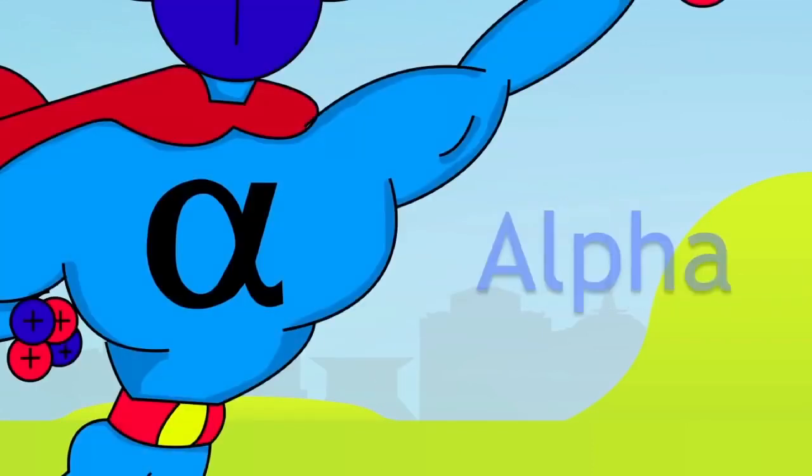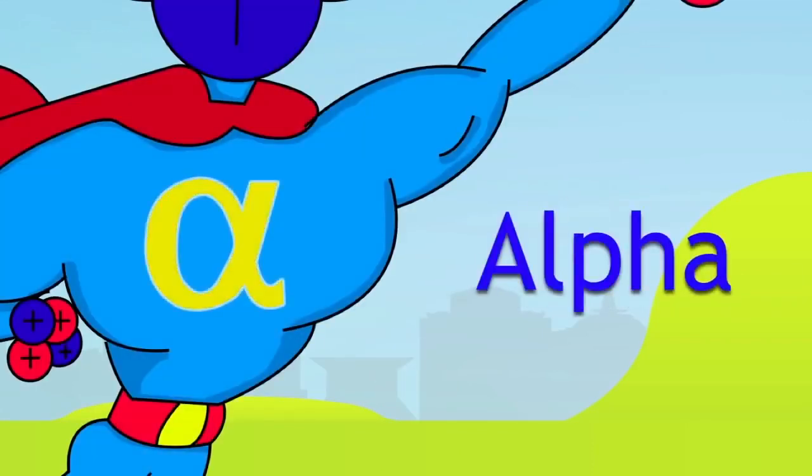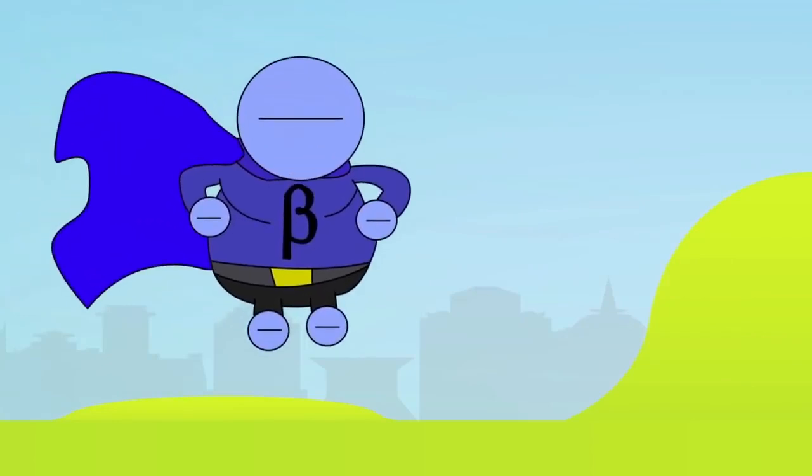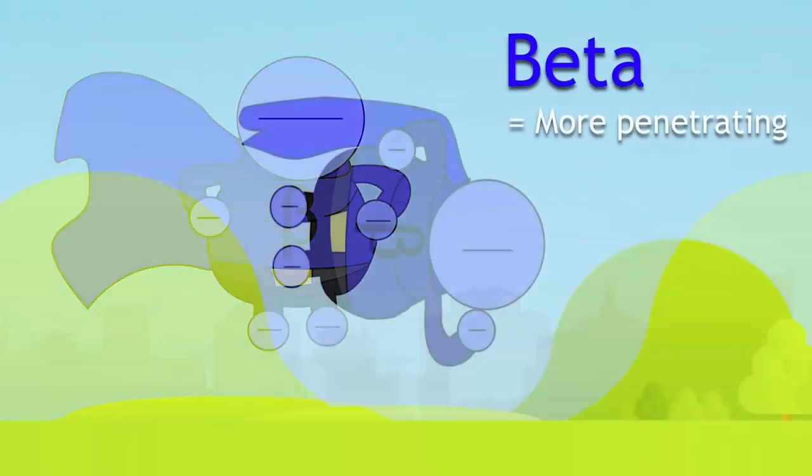The symbol for alpha is the Greek letter alpha. It's not very penetrating. That means if it actually hits something, it stops. Penetrating tells you how far it can get through things. The second type of radiation is more difficult to stop. So in other words, it's more penetrating.